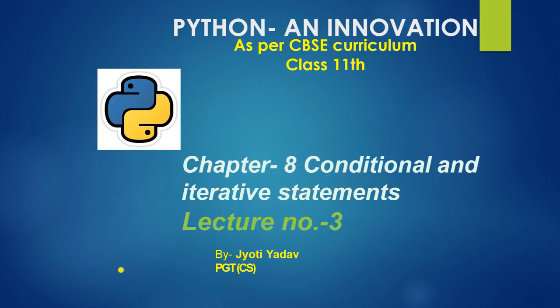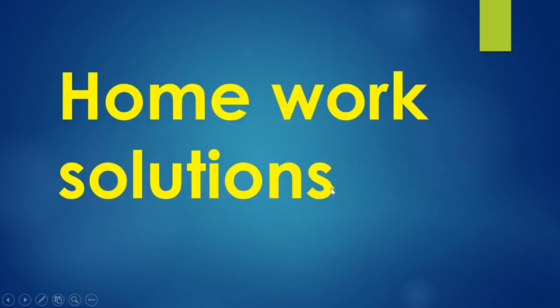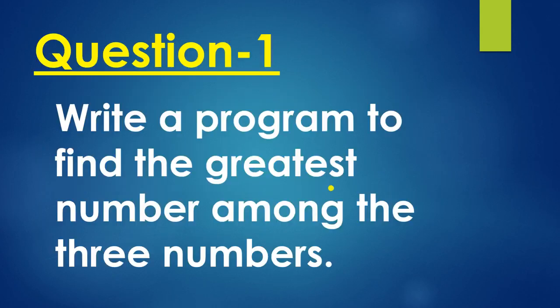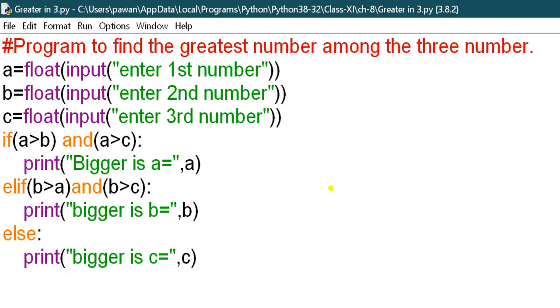So first we have to discuss the homework that I gave you in the previous video, in the previous class also. Question number 1 is: write a program to find the greatest number among the three numbers. So here is the code.